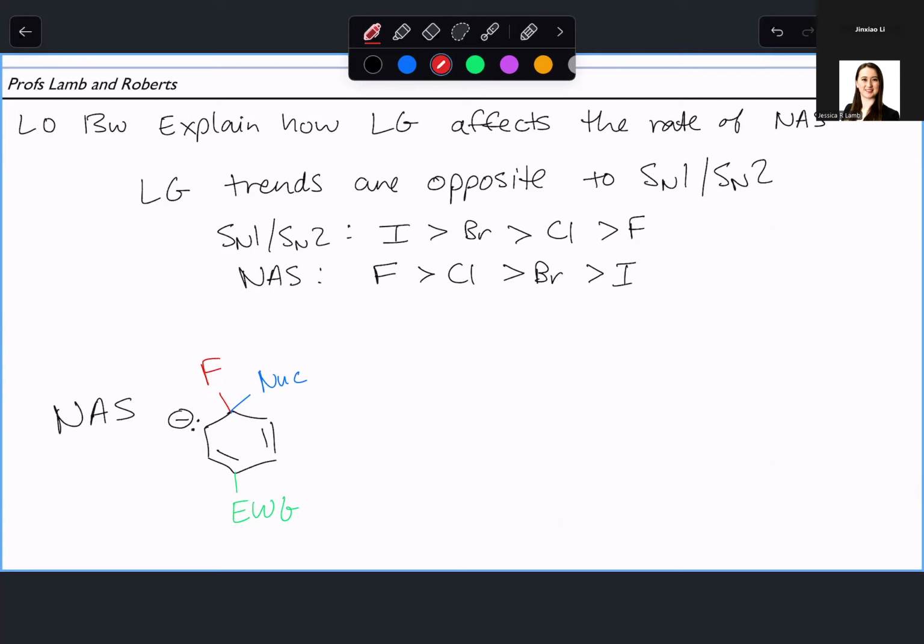So everything about NAS is about stabilizing the anionic intermediate. The better you stabilize the anionic intermediate, the faster it goes. Straight up. That's always true. But it's opposite for EAS. So that's why you have to really understand which reaction you're talking about to be able to rationalize it correctly. Okay, so the more electronegative atoms just inductively stabilize that negative charge slightly better, makes the rate go faster. Okay, so that's sort of like the different parts of the reaction.